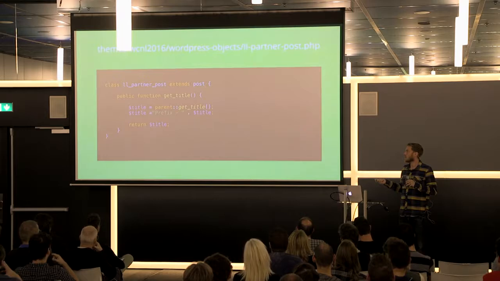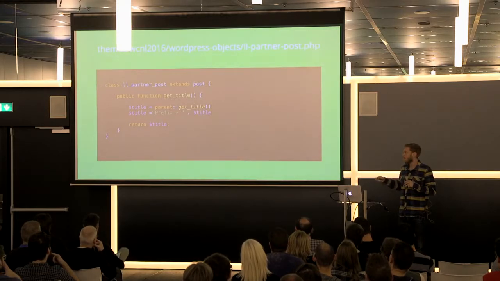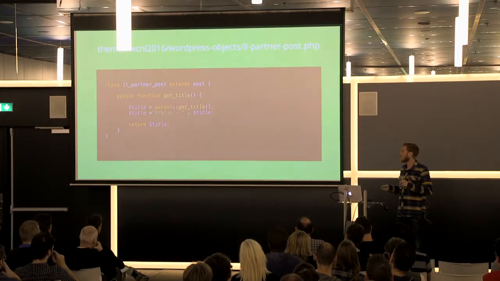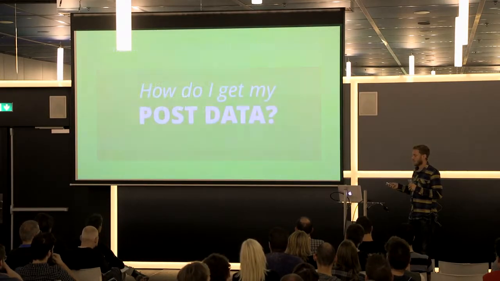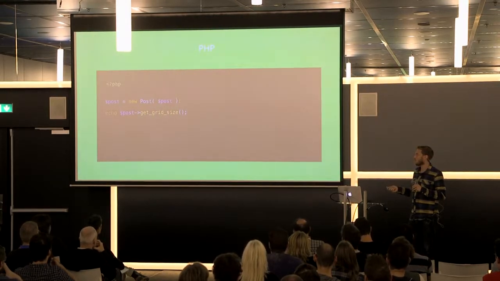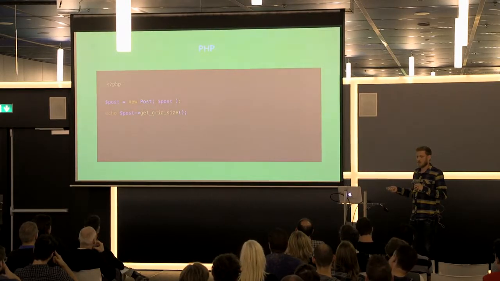You can then again extend a level deeper and override functions. So you can use filters to get the title, but this way we keep it a little bit more sane. We keep it in one way. Like I said, this post data, like the grid size, from PHP you just create a new post and you just call get grid size.